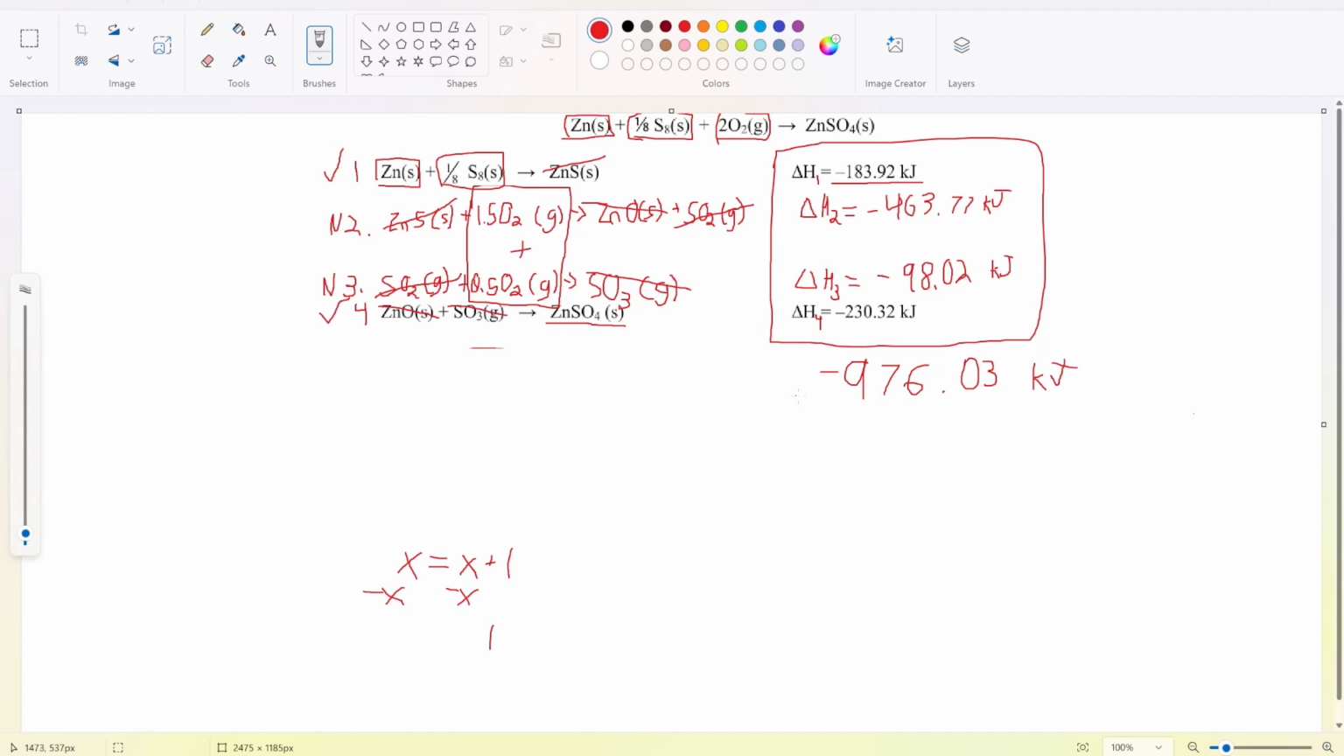You might be wondering, what does this mean, Matthew? What does this number mean? Well, this is the HR, right? So the HR is negative 976.03 kilojoules. And this, who is calling me? Sorry about that. And this is the answer for this. So this equation up here, right? This beautiful equation up here is equal to this. So this is our answer.